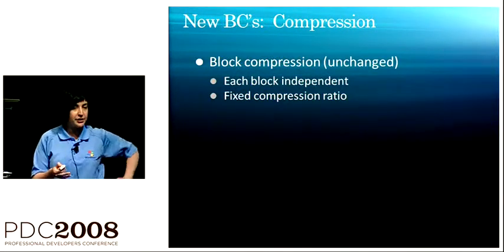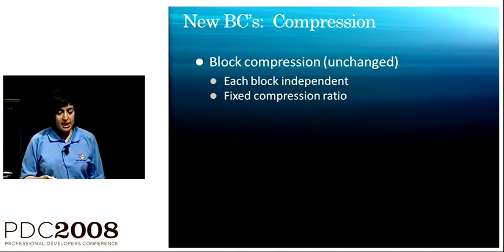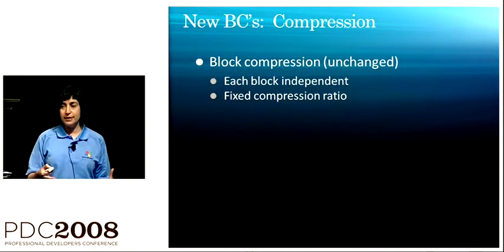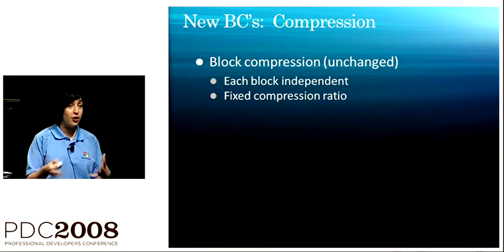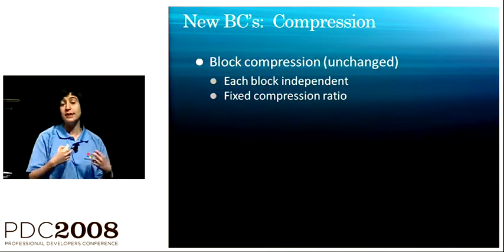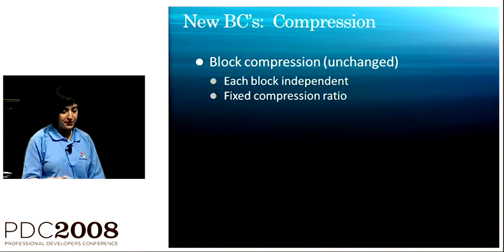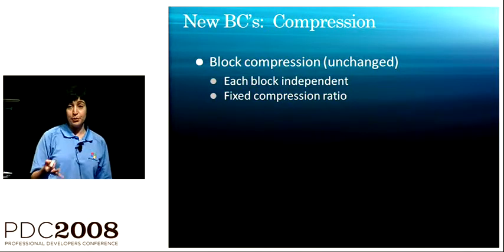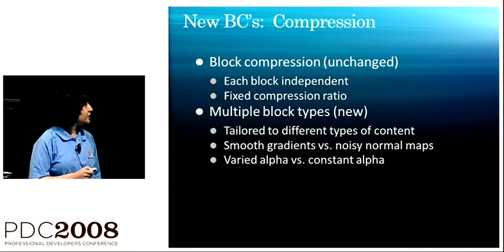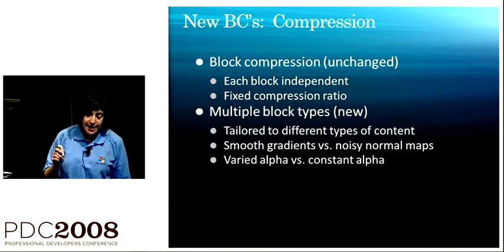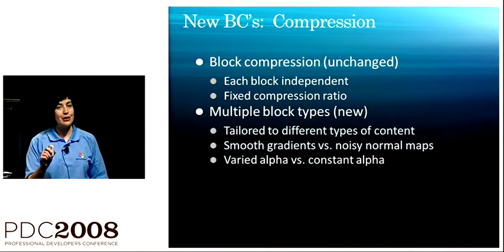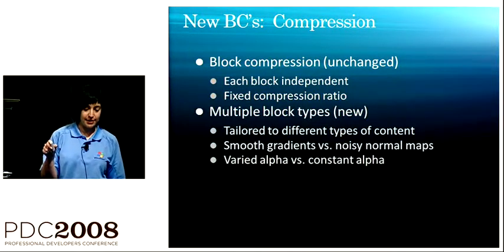So what stays unchanged, just to make it a little clearer, is that each block is still compressed independently. That's what we want, because that's how the hardware can grab just the pieces it needs and decompress those quickly and easily. And each block still has a fixed compression ratio. That doesn't change. But what does change is that the compression is now tailored to the individual block content.